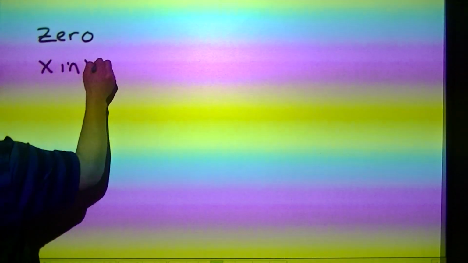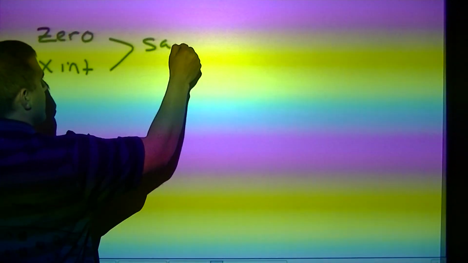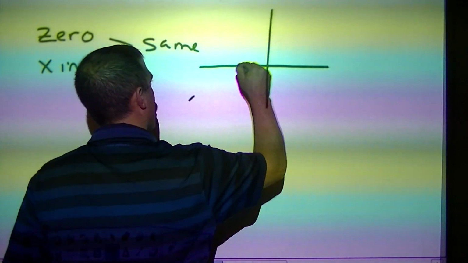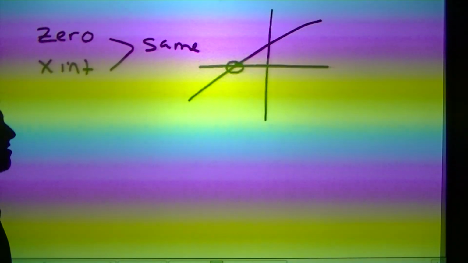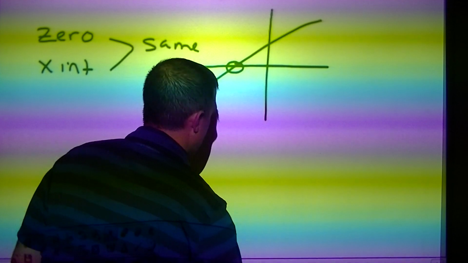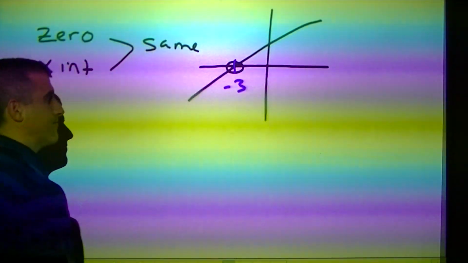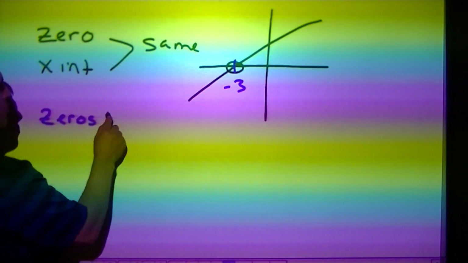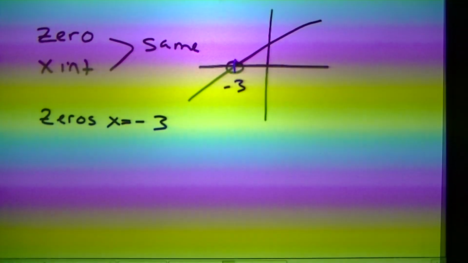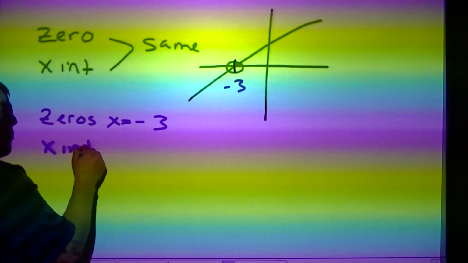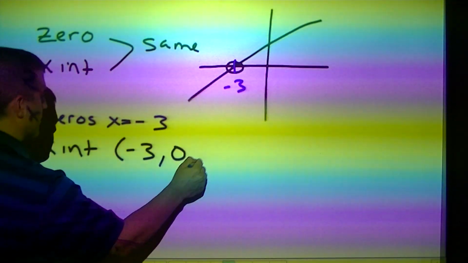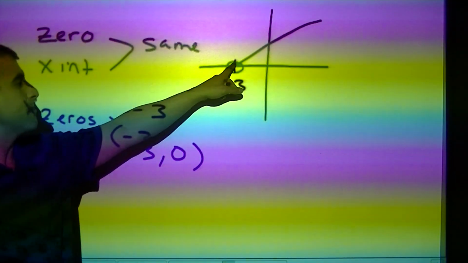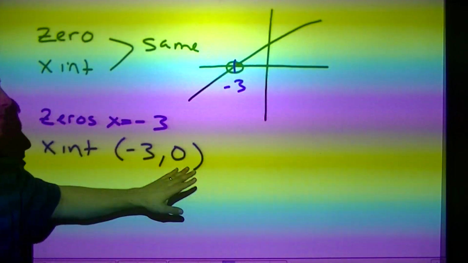A zero and an x-intercept. Zero and x-intercept, they mean the same thing. And what they're in reference to, if you have a line, that is considered the x-intercept or the zero. Now, let's say this point is -3. The way you write it if they ask you for a zero is you write x equals -3. If they ask you for the x-intercept, you write it as a coordinate, which is -3, 0. So that's the big distinction. It's the same thing, but how you write it is different.